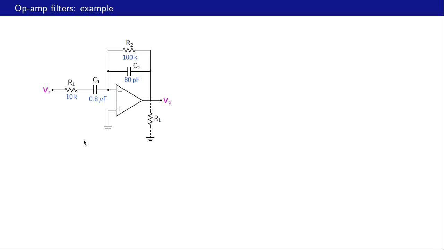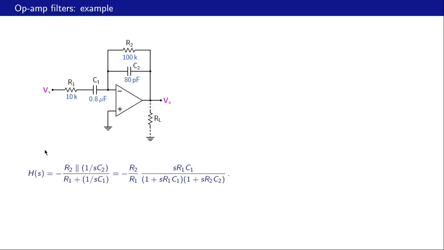Another circuit of the same type looks like an inverting amplifier. Our Z2 now is R2 in parallel with 1 over SC2, and Z1 is R1 in series with 1 over SC1. So the transfer function then is minus Z2 by Z1, and when we simplify it, we get this expression here. So now this circuit has got two poles, one at 1 over R1 C1 and the other at 1 over R2 C2.